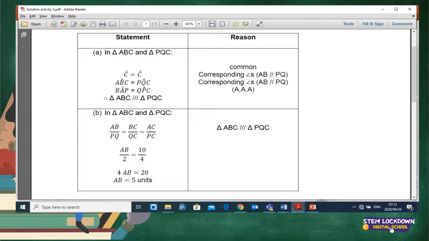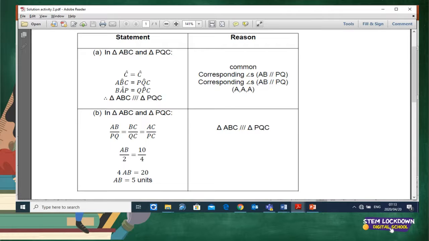So that they've got an equiangular conclusion there. And of course, coming back to what we were about to solve, to find the value of line AB. How do we find this value of line AB? You need to understand that since the two triangles are similar, then in triangle ABC and triangle PQC, AB over PQ, because AB is in proportion with PQ, is equal to BC over QC. And this in turn is equal to AC over PC.